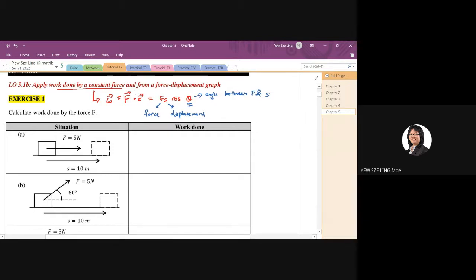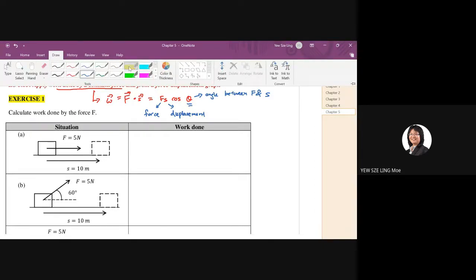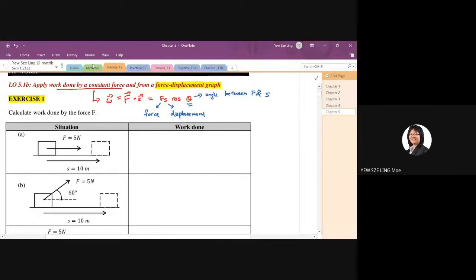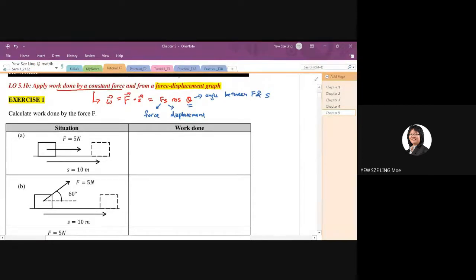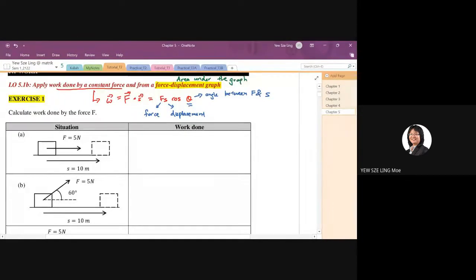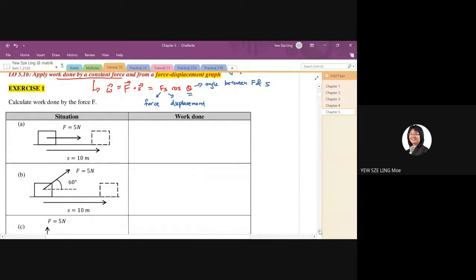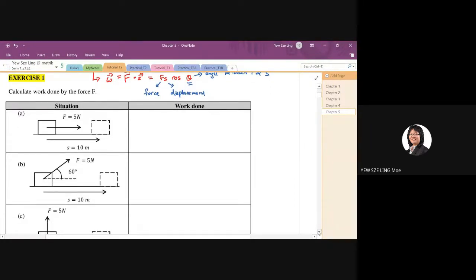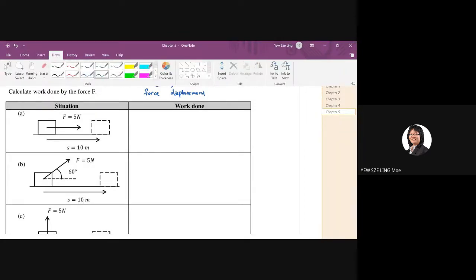And then the second part of 5.1 is apply work done from the force displacement graph. So when you have a force against displacement graph, which part of the graph represents the work done? Obviously it is the area under the graph. So the area under the graph represents the work done. So let us begin exercise 1. Exercise 1 is the most fundamental exercise in chapter 5 for work done. We will see how to calculate the work done.